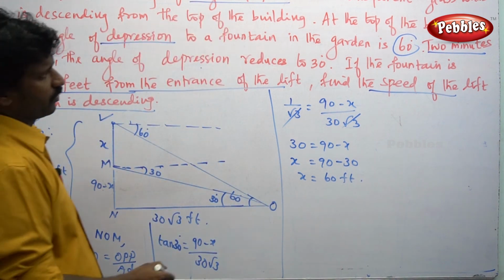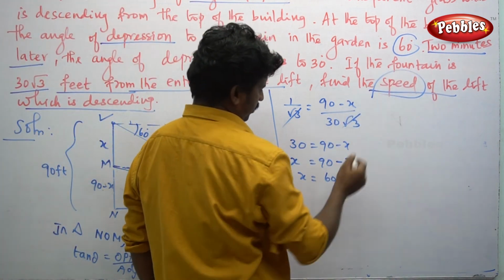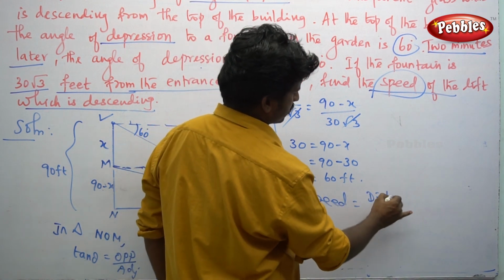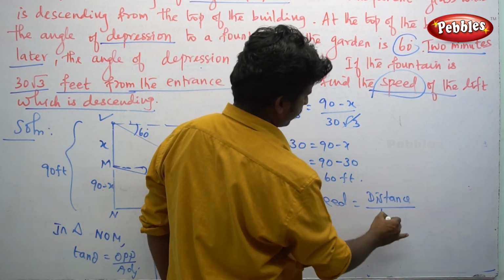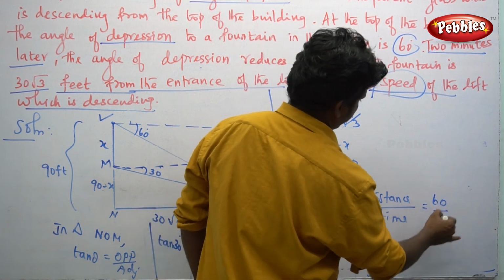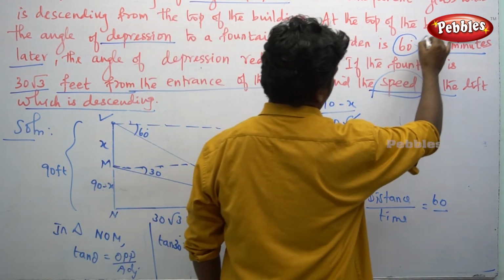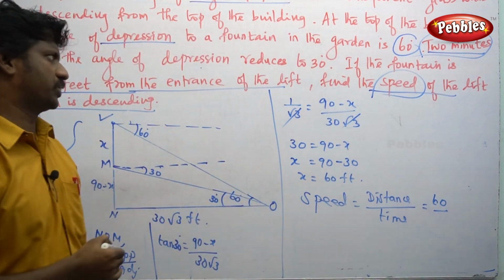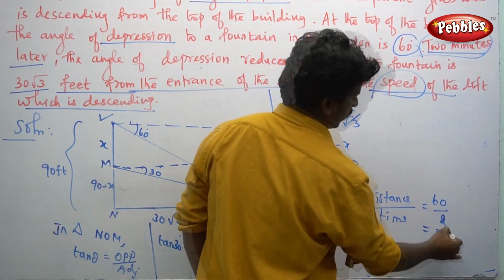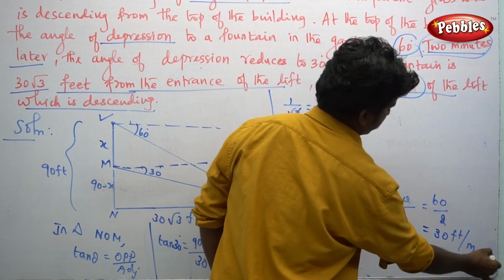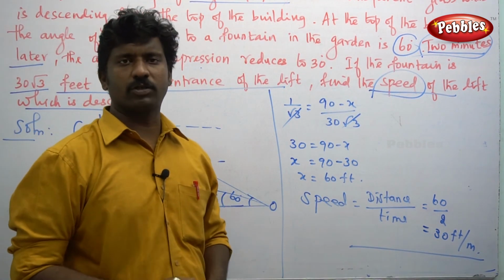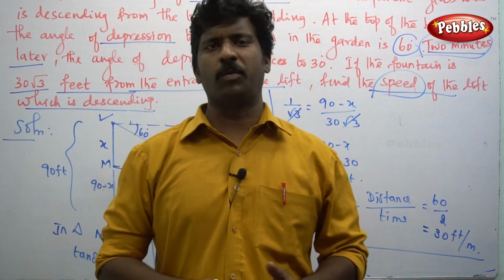Now what is the question? Find the speed. The speed formula. Speed is equal to distance by time. Distance என்ன போட்டிருக்கோம்? 60. Time, what is given here, already I told about it. The 2 minutes. So the time on the divide பண்றோம், it is equal to 30 feet per minute. So this is the answer for this question. இப்போ இந்த கொஸ்டினோட இந்த exercise 6.3 complete ஆகுது.